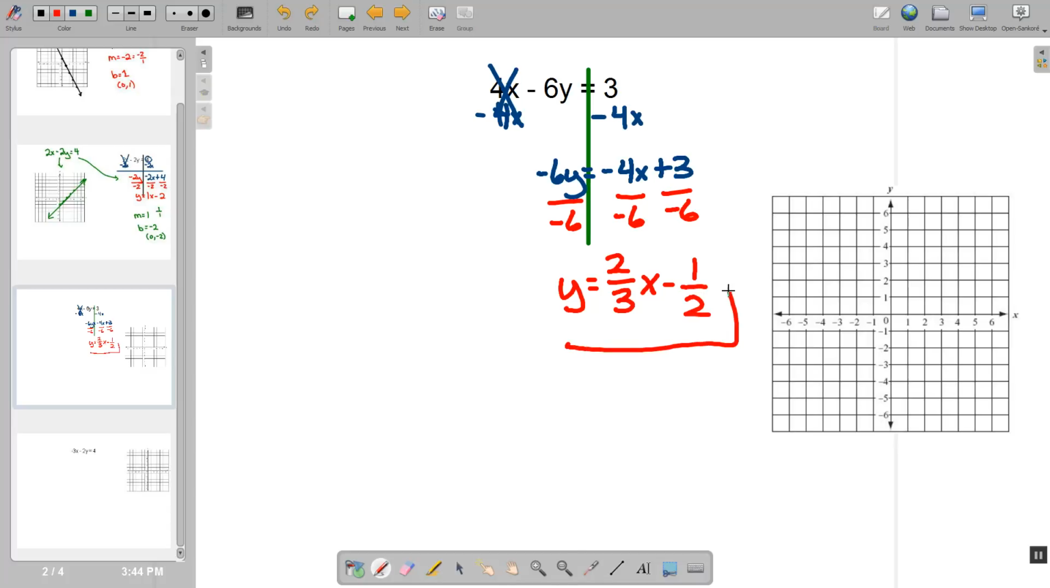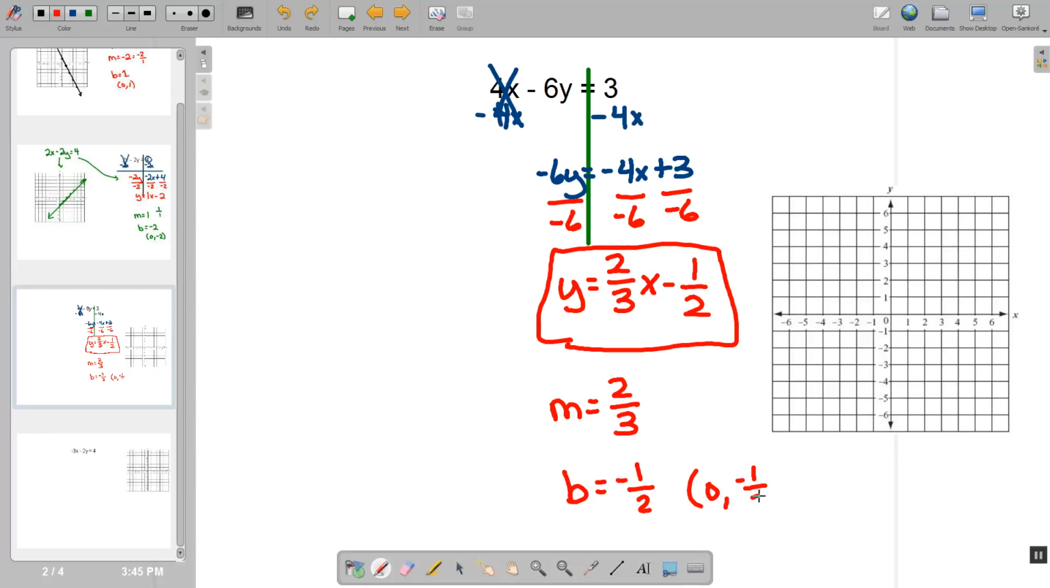Now, this is where it's really important to identify that if we put stuff into slope-intercept form, it is a lot easier to work with, but it still can be pretty tricky. From here, our slope is 2/3, and our b value is negative 1/2, or (0, negative 1/2). So, now we have to be careful. Our b value is (0, negative 1/2), which goes right there, halfway between 0 and negative 1.